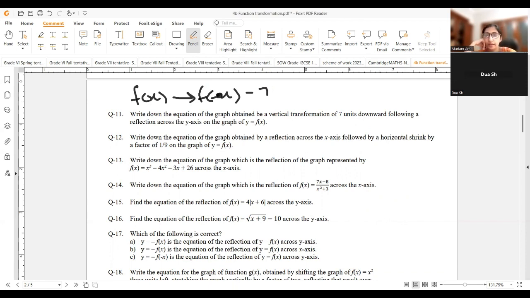Question number 12. Write down the equation of the graph obtained by a reflection across the x-axis, followed by a horizontal shrink by scale factor 1/9 on the graph of f(x). So what will it be? Minus f(9x). 9x is correct because you take the reciprocal of 1/9, and then reflection across the x-axis would be minus. Yes, that's correct.